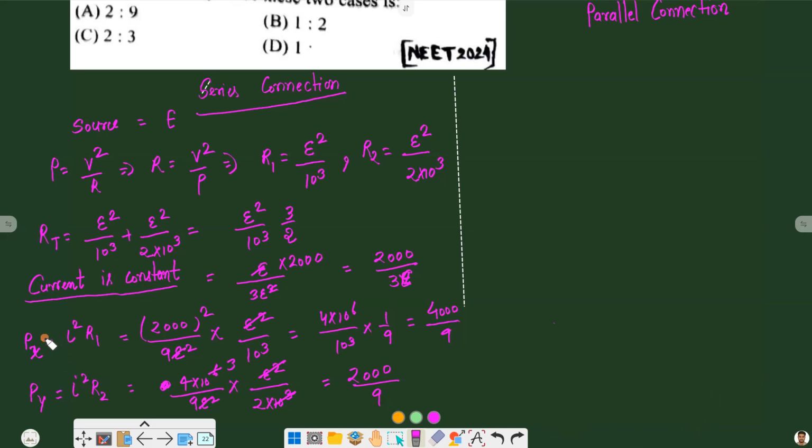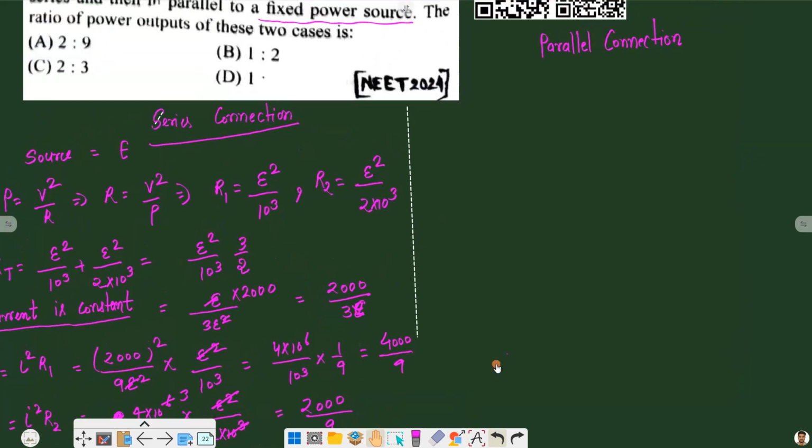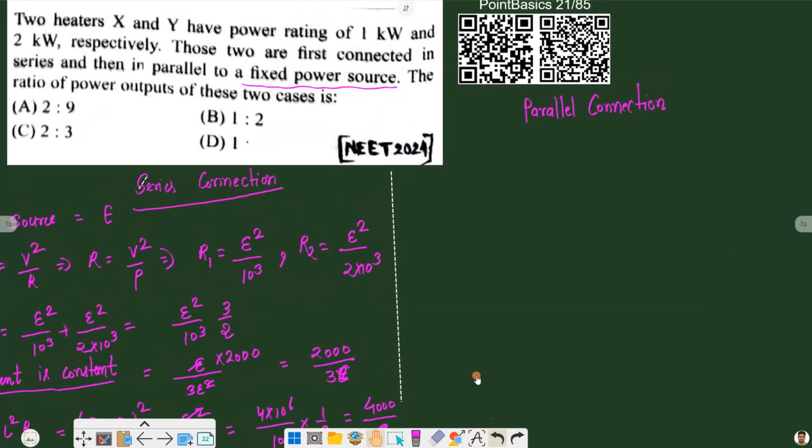So the total power of Px and Py in the series combination comes out to be P total, which is Px plus Py, that will be 4000 by 9 plus 2000 by 9. It will be 6000 by 9. Now going to the parallel combination. We have to find out the ratio between series and parallel. So we solved for series. Now we will solve for the parallel combination.